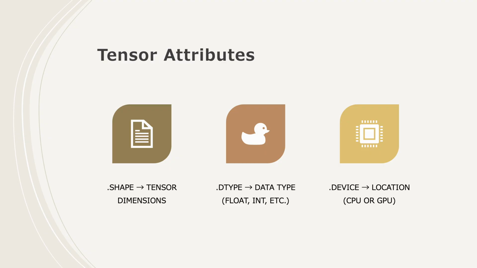The second attribute is data type, which you can check using .dtype. This tells you what kind of numbers are stored in the tensor, such as integers or floating point values. Most deep learning computations use floating point types because they support fractional values. Finally, every tensor has a device attribute. You can access it with .device. This shows where the tensor is stored, either on the CPU or on the GPU. The device matters because all tensors involved in a single operation must be on the same device.